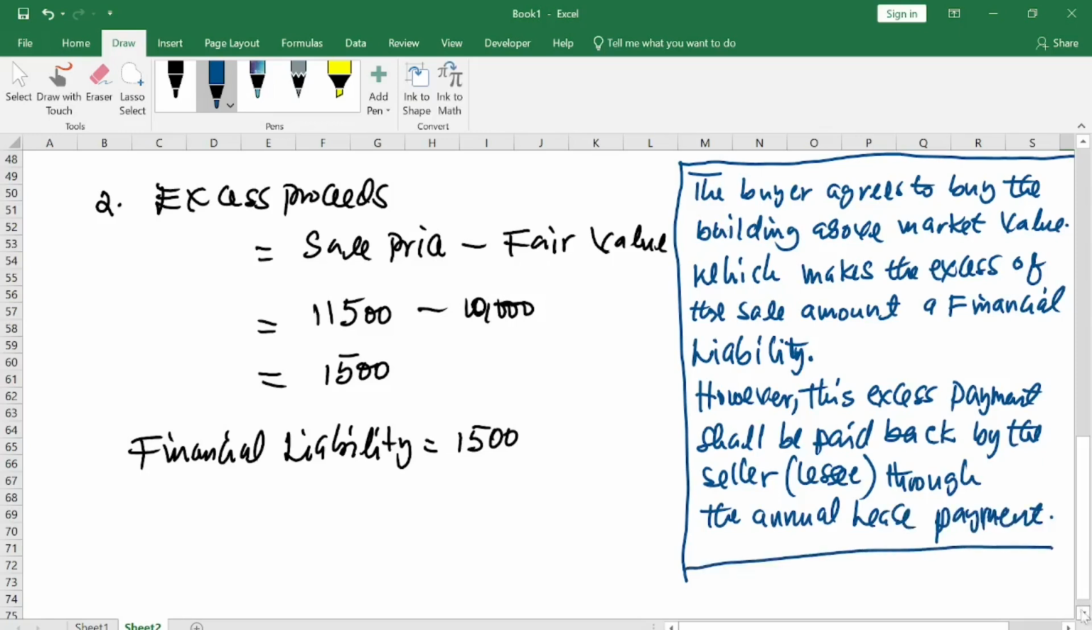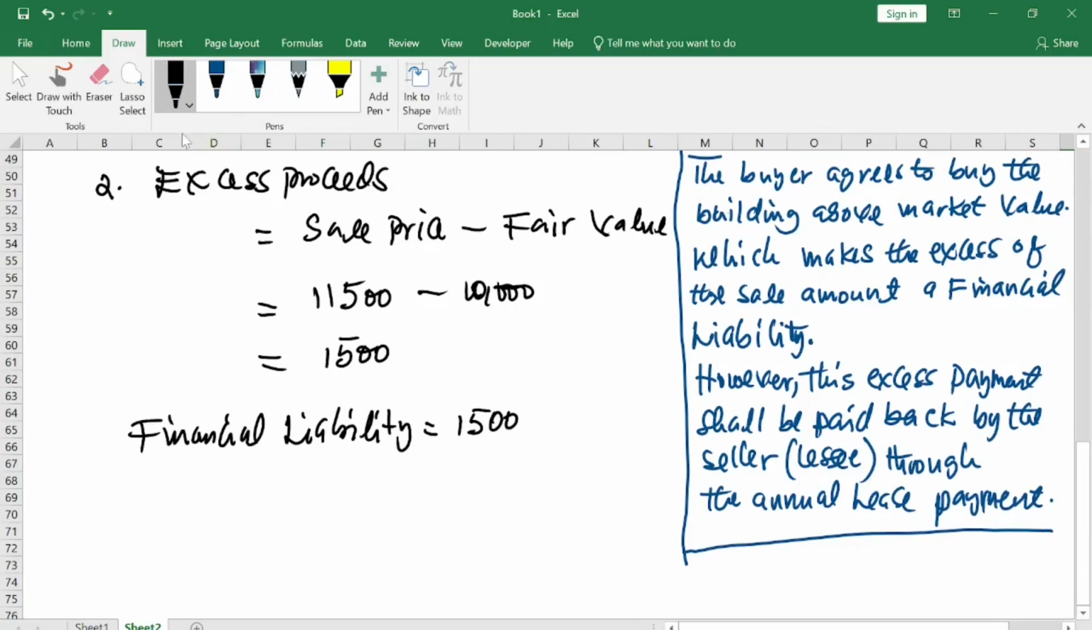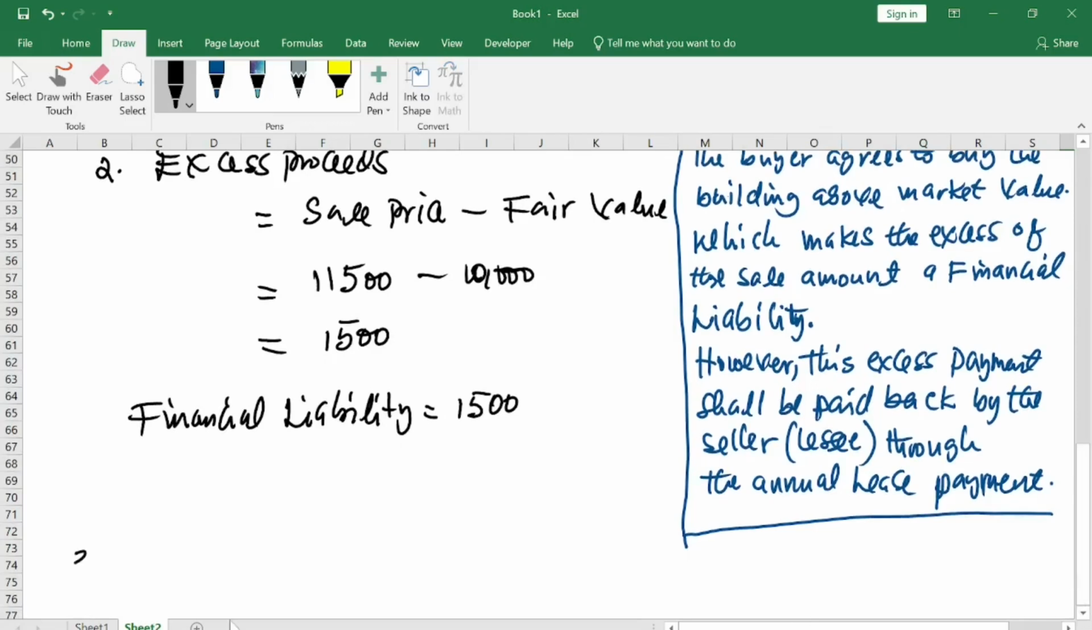So this is the idea. At the end of the day, the excess money that the seller receives, he will surely pay back. So this becomes a form of a loan to the seller. So that is the idea.